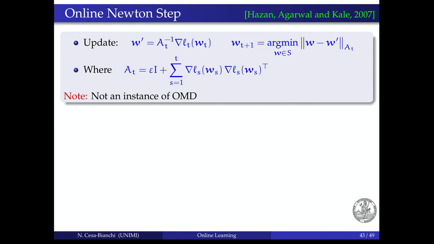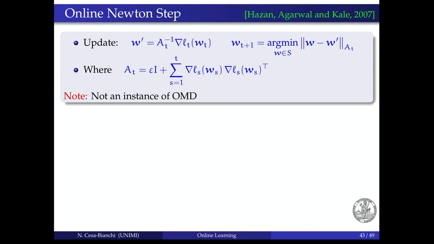But then you have to use a different algorithm, which is called online Newton step. This algorithm is using the gradient, but is conditioning the gradient with the inverse of this matrix, which will contain the gradient information, the second order information about the gradients. And this, unfortunately, is not an instance of online mirror descent.